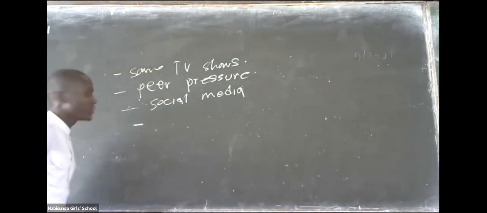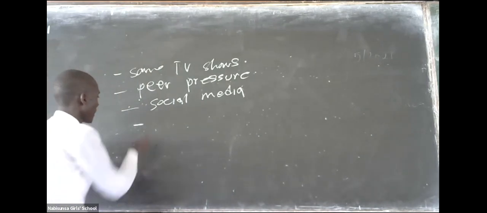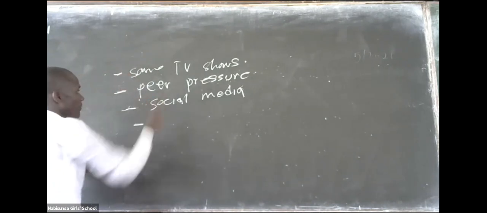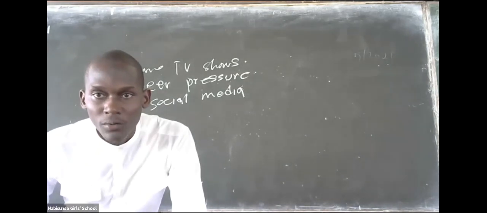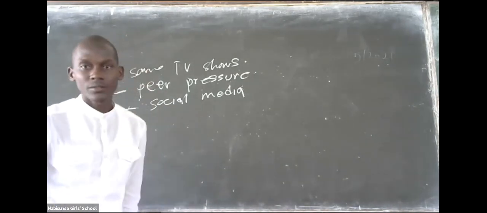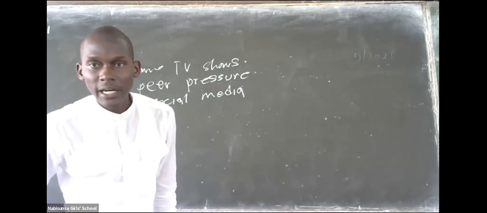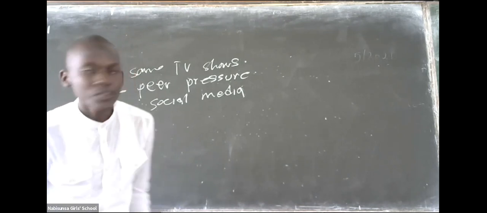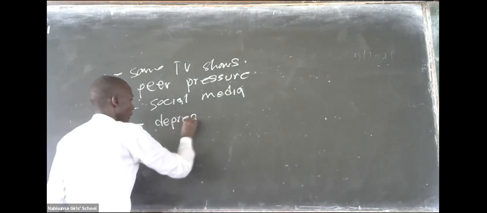Nuriati, give me your answer. Peer pressure, yeah, thank you for that. Let me see, Ataho. Depression and anxiety. Yeah, thank you. Depression, we talk about depression due to the age of adolescence.